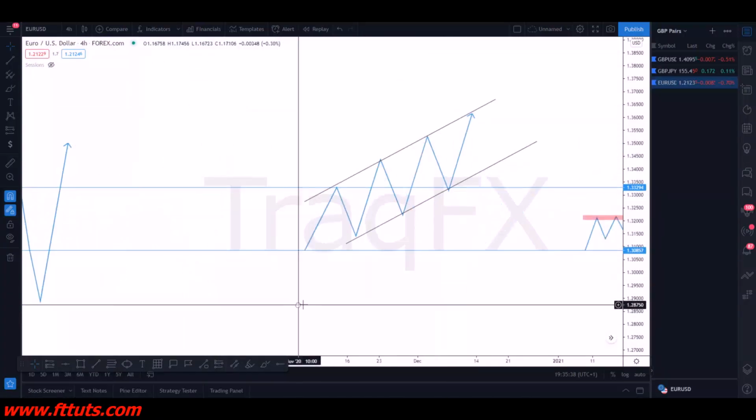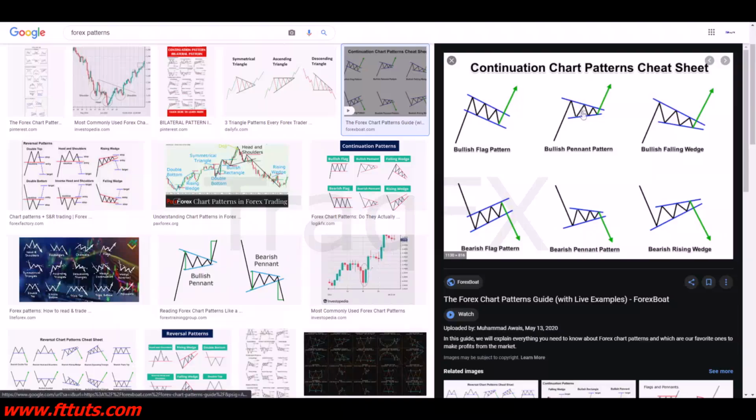Now we also have pattern type of liquidity, which I was going to get into right now.